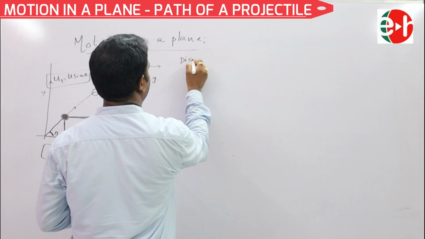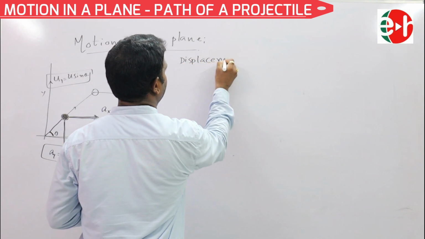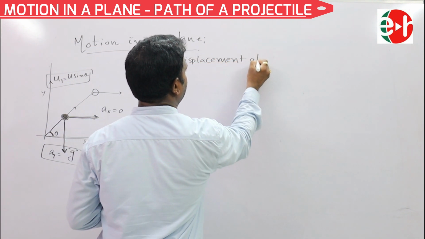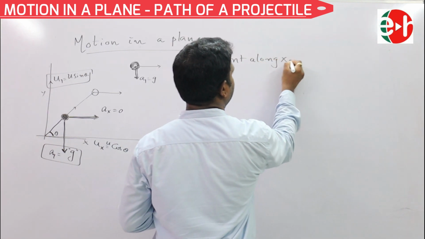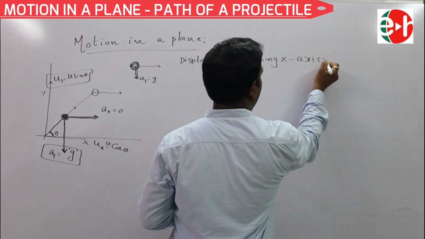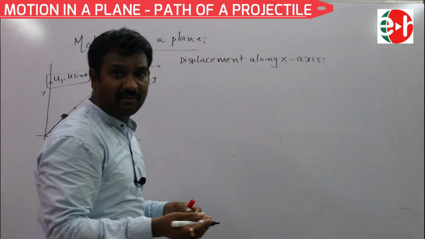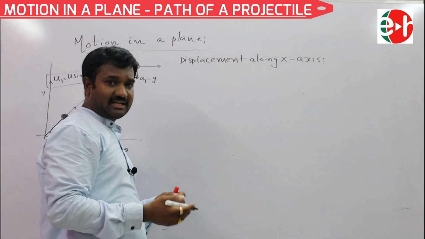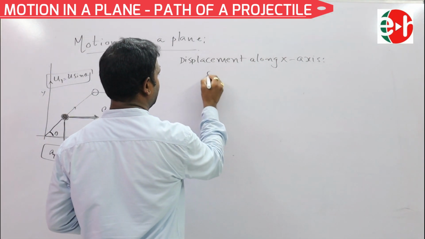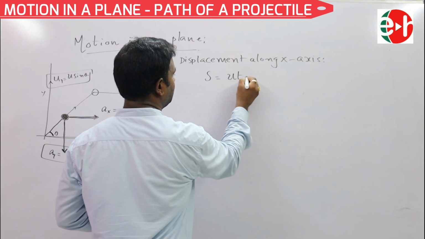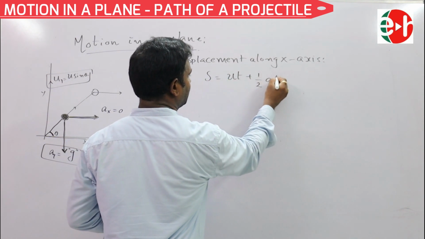Displacement along x-axis. What is the displacement along x-axis? What is the formula for displacement along x-axis? S is equal to ut plus half at square, I am going to take.